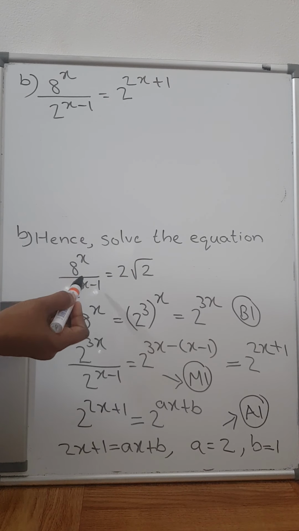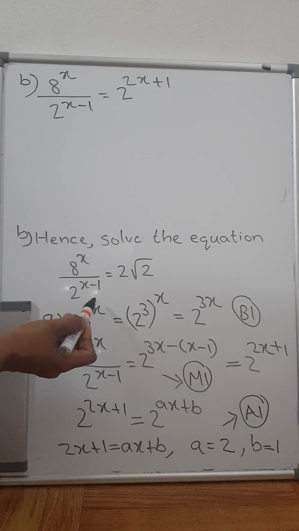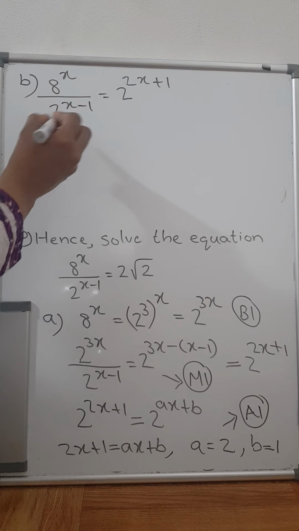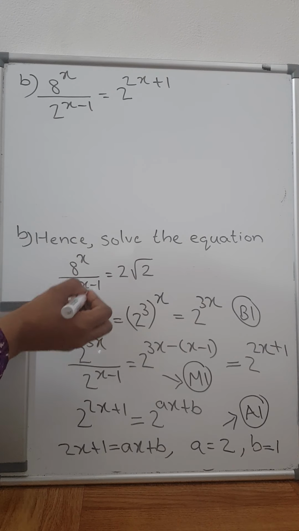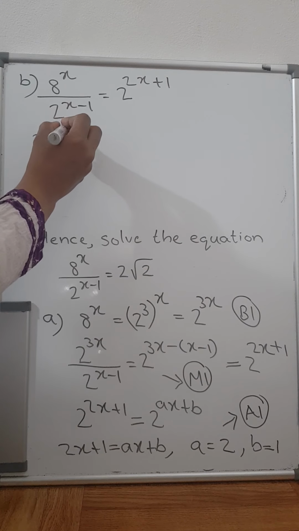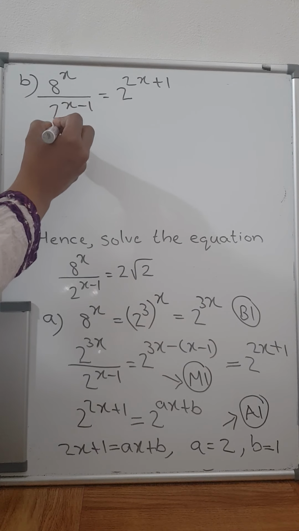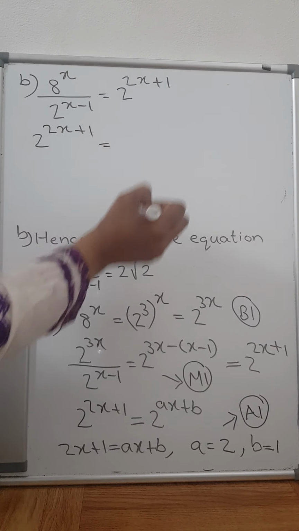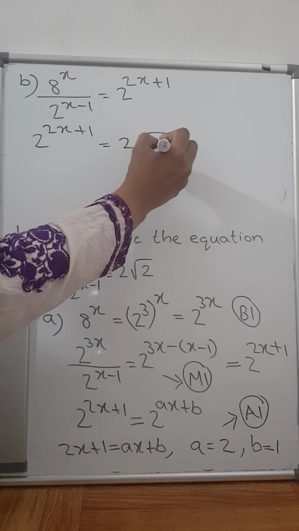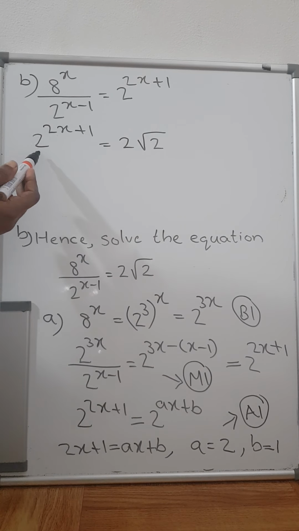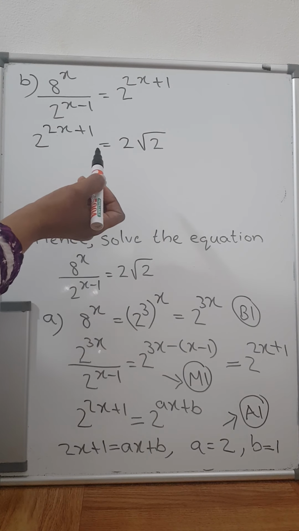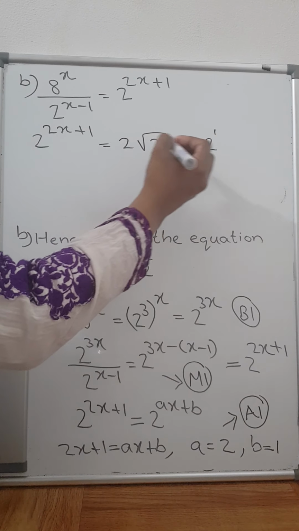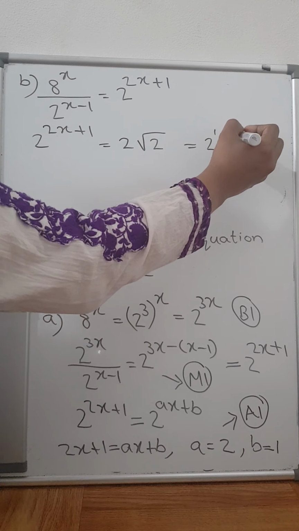Now you see B part. Hence solve the equation 8 to the power x divided by 2 to the power x minus 1 is equal to 2 root 2. So this we can write as 2 to the power 2x plus 1, which is equal to 2 root 2. You see, for the left hand side, the base is 2. So we can try to make the right hand side base also 2. So 2 is 2 to the power 1, we know that. And root 2 is 2 to the power half.